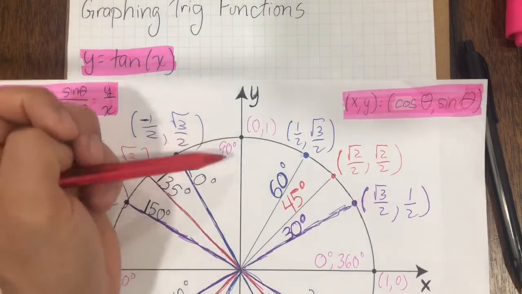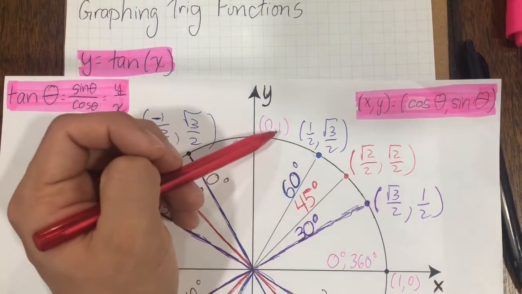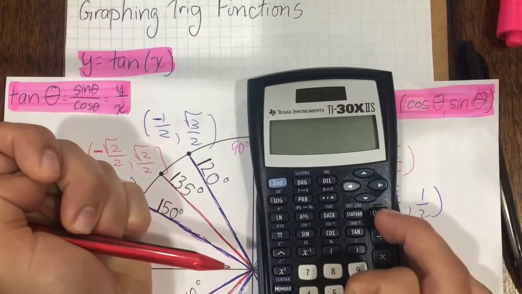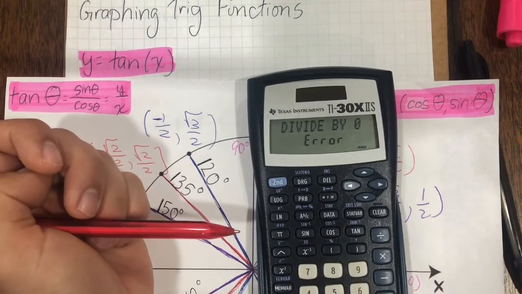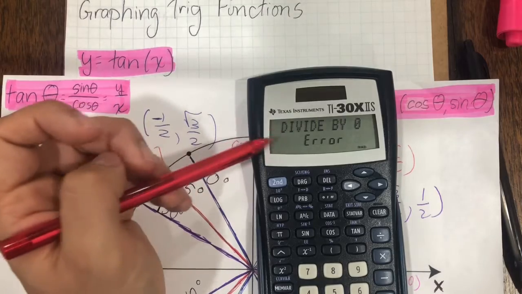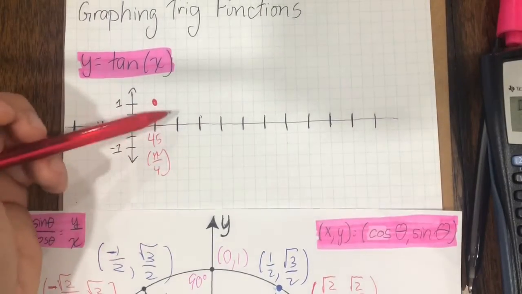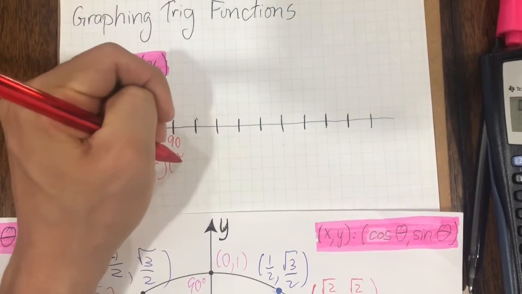Now let's move on from 45 and go to 90. Let's say I'm evaluating tangent of 90 degrees. What I would do is take 1 divided by 0. If you do that, you end up with an error, because it is not possible to divide a number by 0. So in that case, the outcome for 90 degrees, or pi over 2, would be undefined.